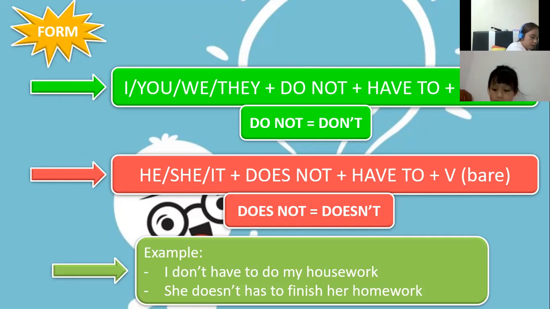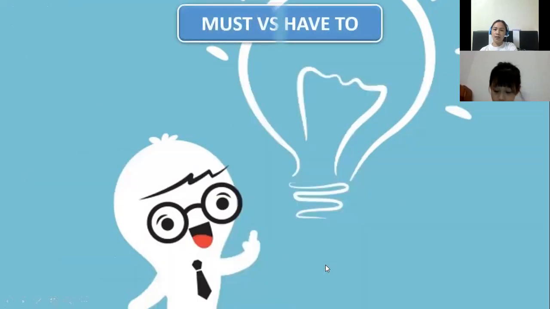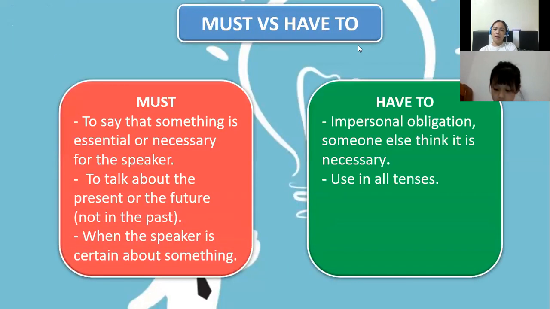So let me read it. We, they do not have to plus verb. Do not, don't. He, she, it does not have to verb. Does not, doesn't. I don't have to do my housework. She doesn't have to finish her homework. So those are the examples. Must versus have to. Can you read it, baby?